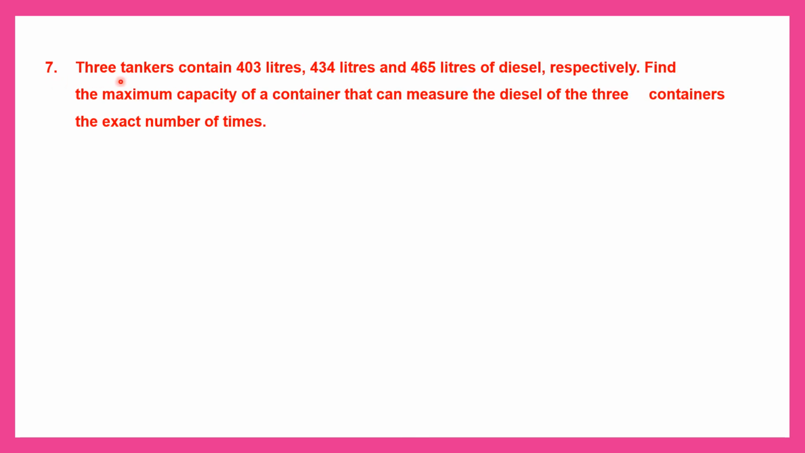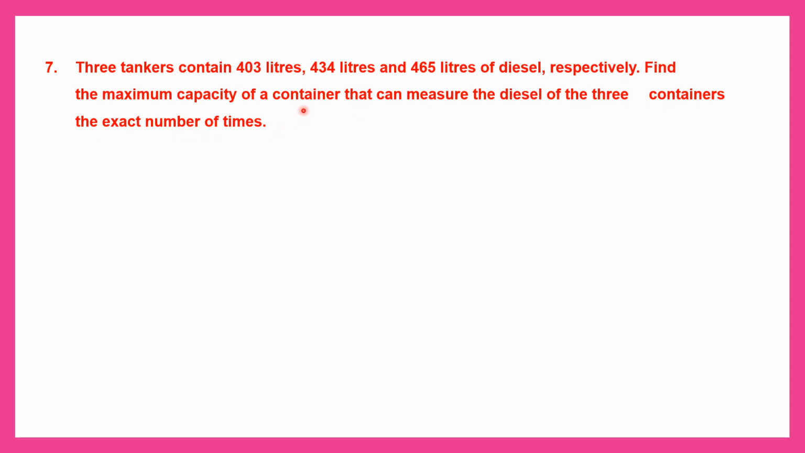Question 7. Three tankers contain 403 liters, 434 liters and 465 liters of diesel respectively. That means the first tanker will contain 403 liters, second tanker 434 liters and the third tanker 465 liters of diesel. Now what are we asked to find? We have to find the maximum capacity of a container, one container that can measure the diesel of the three containers the exact number of times.